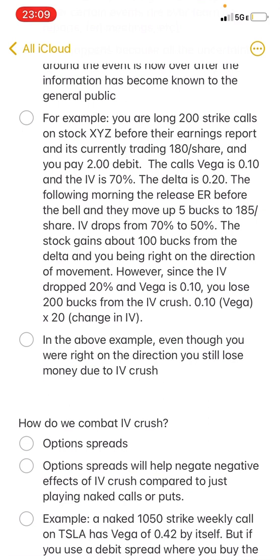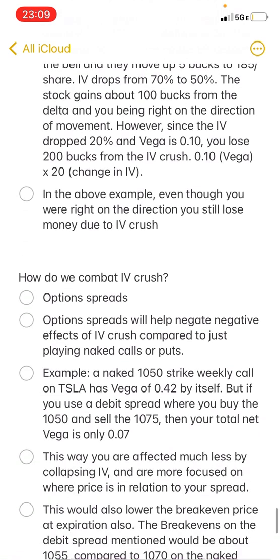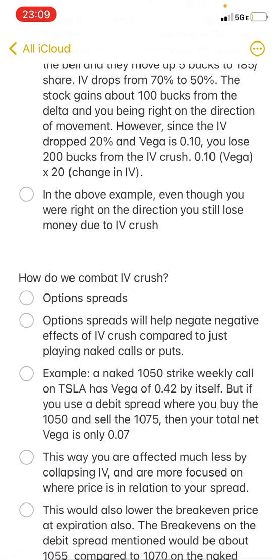The following morning, they release ER before the bell, and they move up $5 a share to 185 a share, okay? IV then drops from 70% to 50%, okay? The stock then gains about $100 from the delta, right? Okay, and that's from you being right on the direction of the movement, right? However, since the IV dropped 20%, and vega is 0.10, you essentially lose $200 just from the IV crush, okay?